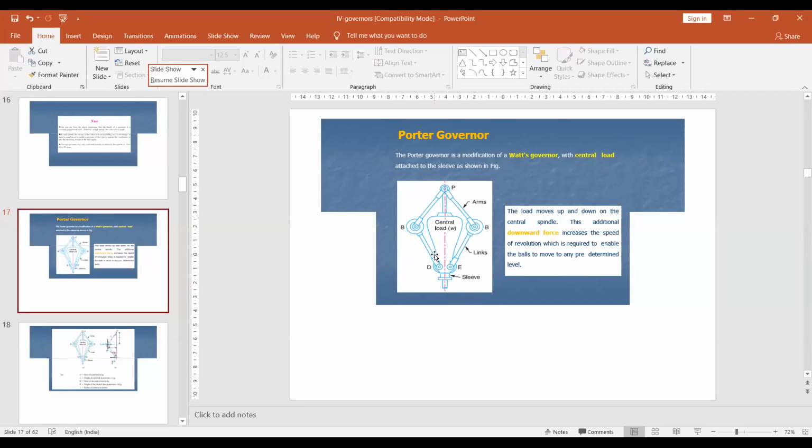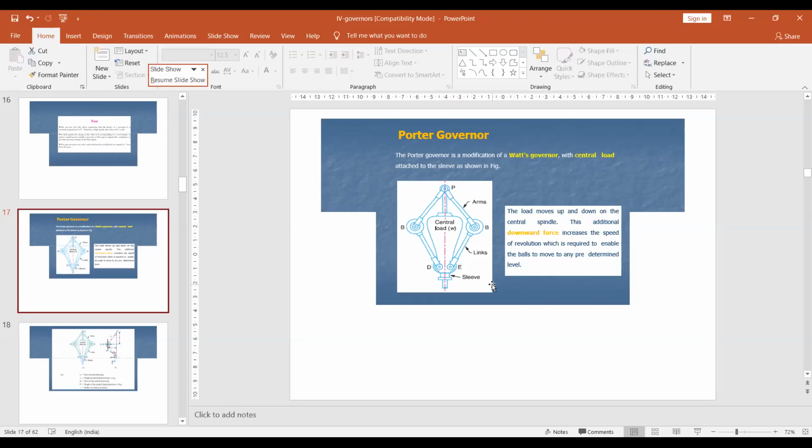Arms and links are there. The upper ones are called the arms, and the lower ones are called the links. The central load is attached to the spindle or sleeve, so that is the small difference. Another thing is that the lower links are fixed to the points D and E, not fixed at only one point. And the pivot point P is on the spindle axis.